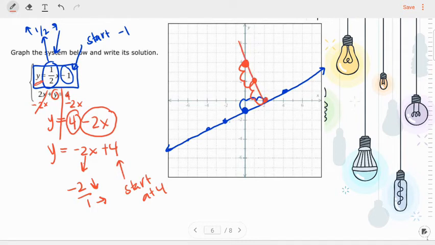And if I extend my line, which Alex will do naturally for me, I can see that they cross right here. And what is that? I'm going to name the solution. Its solution is at the ordered pair (2, 0). +2 is the x value. 0 is my y value.